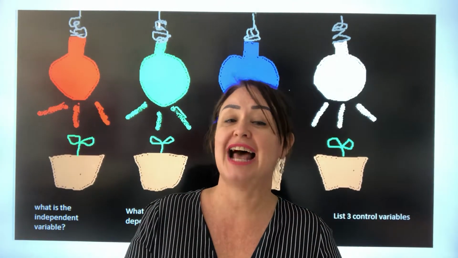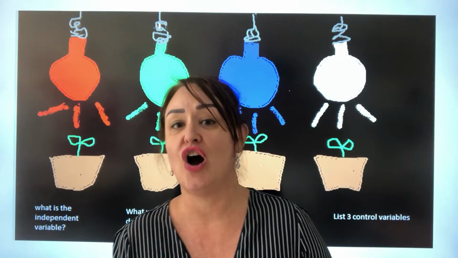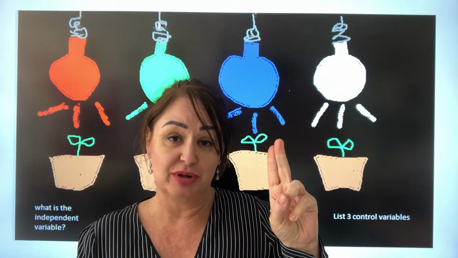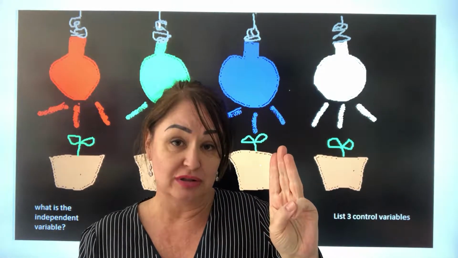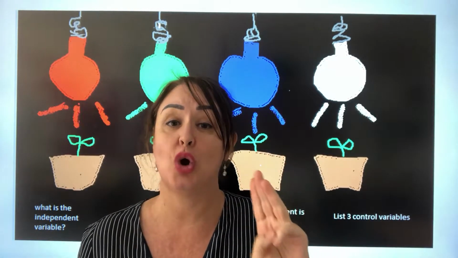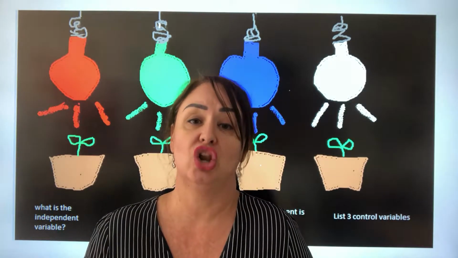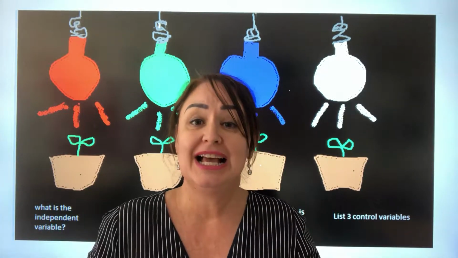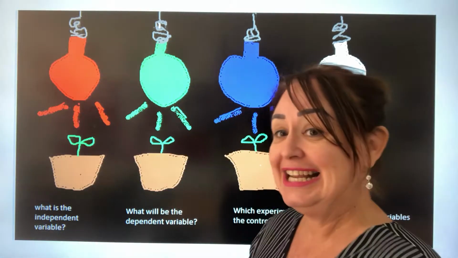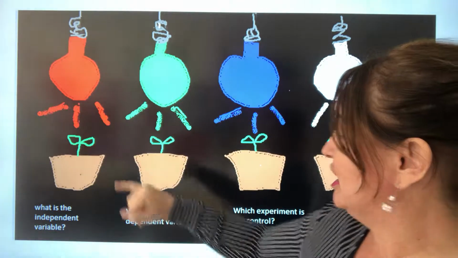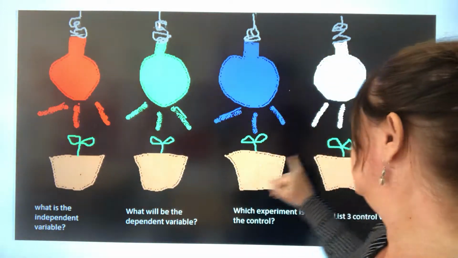1 Minute Science, and we are looking at our variables: independent variable, dependent variable, control variables, and also setting up a control experiment. So there's 4 things we are looking at. In this experiment, we are investigating to see if the colour of the light affects the growth of the seedling.